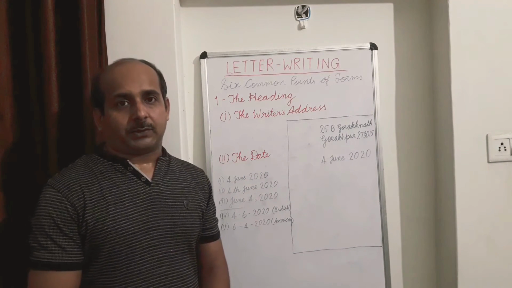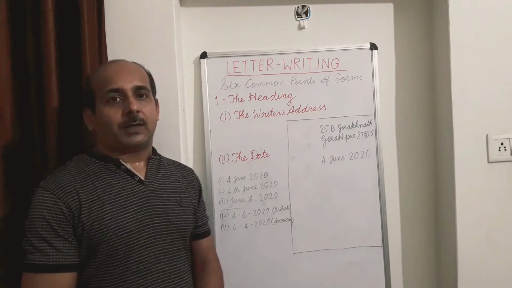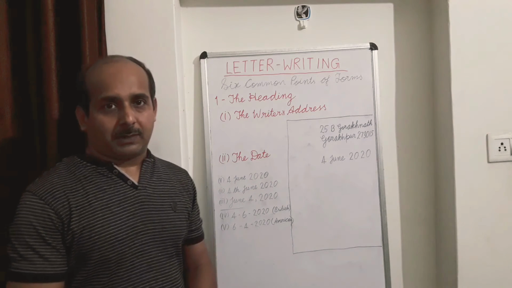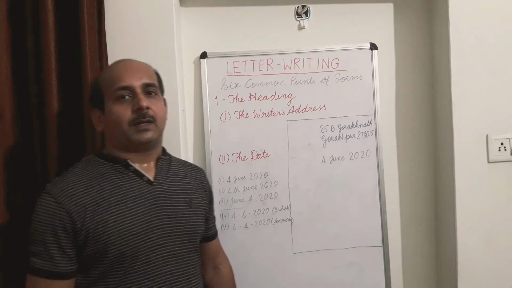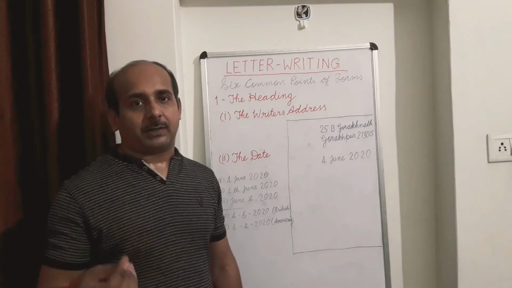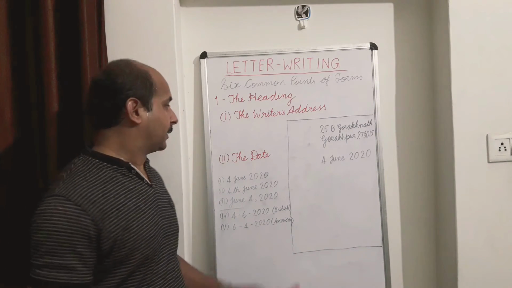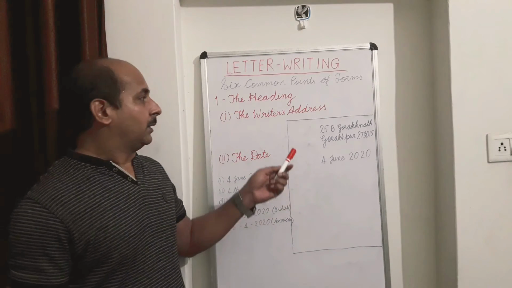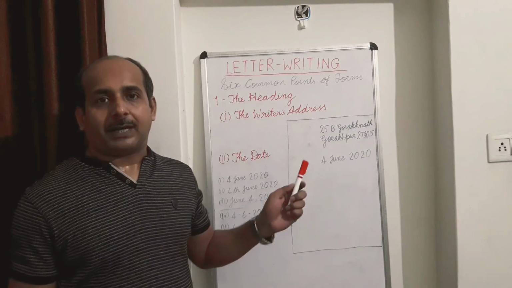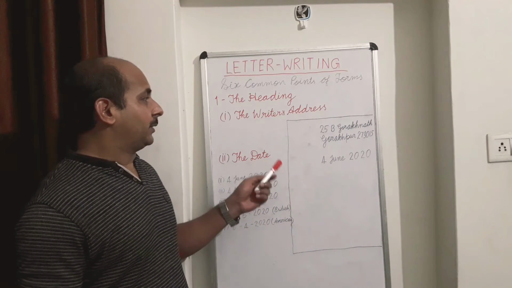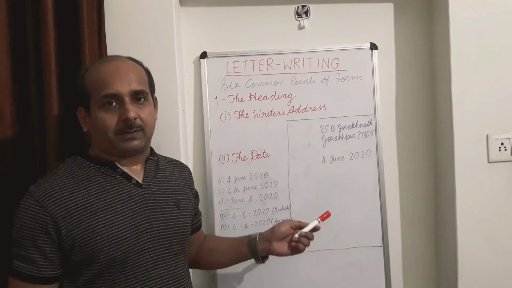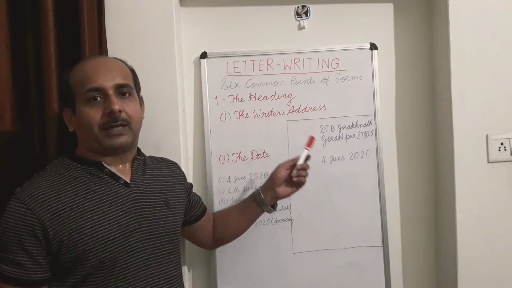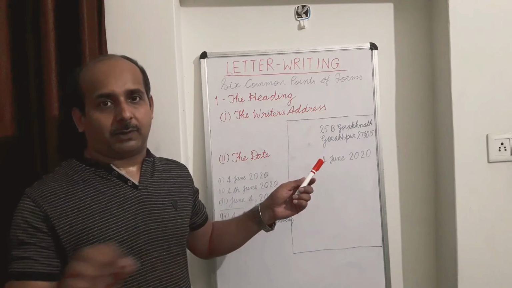The date is important because it serves as a reference to the reader or the receiver of the letter. He may mention it in the letter in his correspondence, and the position of the date is leave one line space and write it just below the address. So its position is just below the address of the writer by leaving one line space.